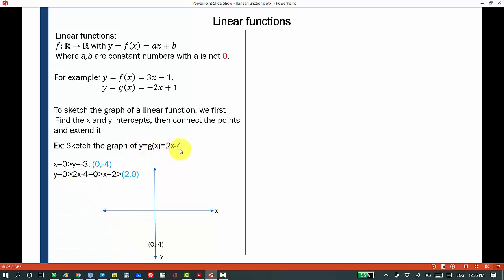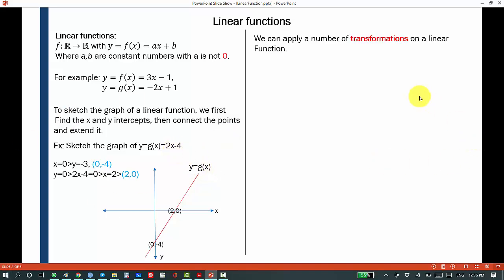In order to find the x-intercept, we let y to be 0. If y is 0, 2x minus 4 is 0. From here, if we solve this linear equation, we find that x is equal to 2. Therefore, the x-intercept is 2 and 0, which is somewhere here. Now, we connect these 2 points using a straight line, and we extend the line, which gives us the graph of y is equal to g of x, which is equal to 2x minus 4.